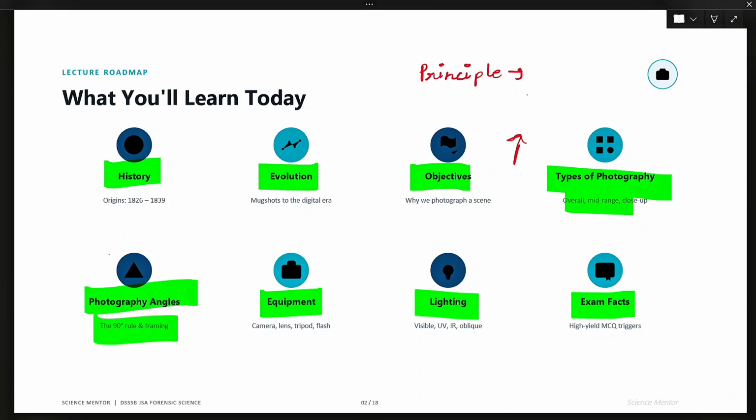Notice something interesting: the order is logical. We are not directly jumping to the equipment or cameras. Why? Because if you don't understand why forensic photography exists, learning camera types will not be helpful. In science, we always move from basic concept to practical applications.